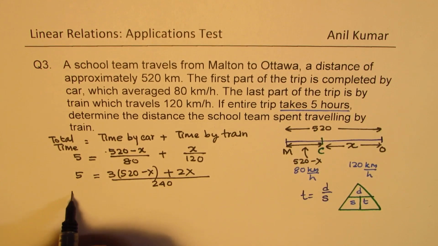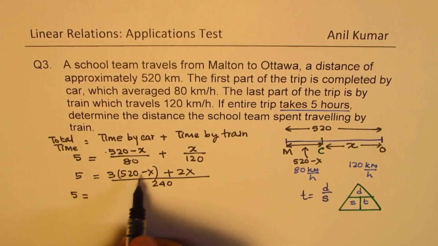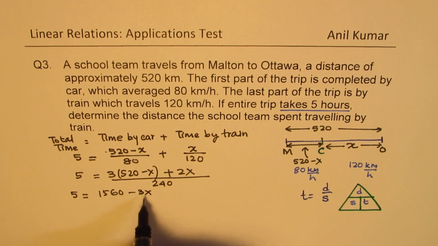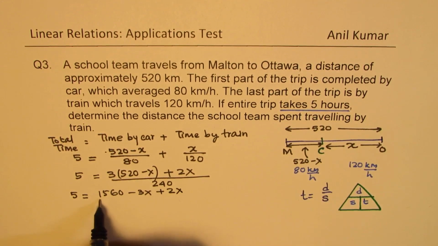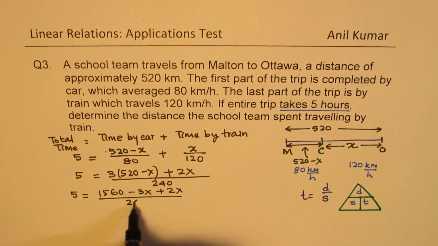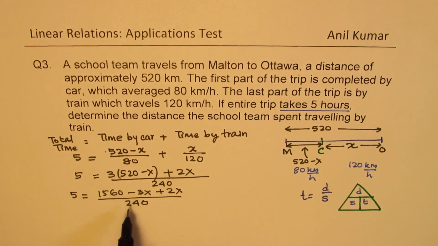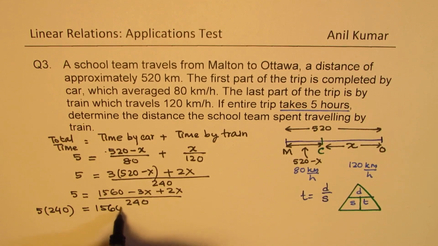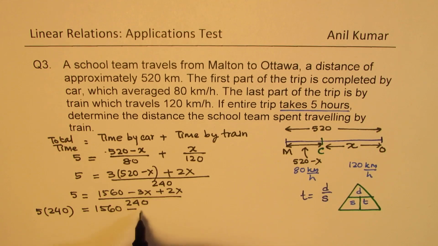So let's open the bracket. We get 5 equals 1560 minus 3x plus 2x over 240. So we can now cross multiply. When you cross multiply, you get 5 times 240 equals 1560 minus 3x plus 2x, which is minus x.